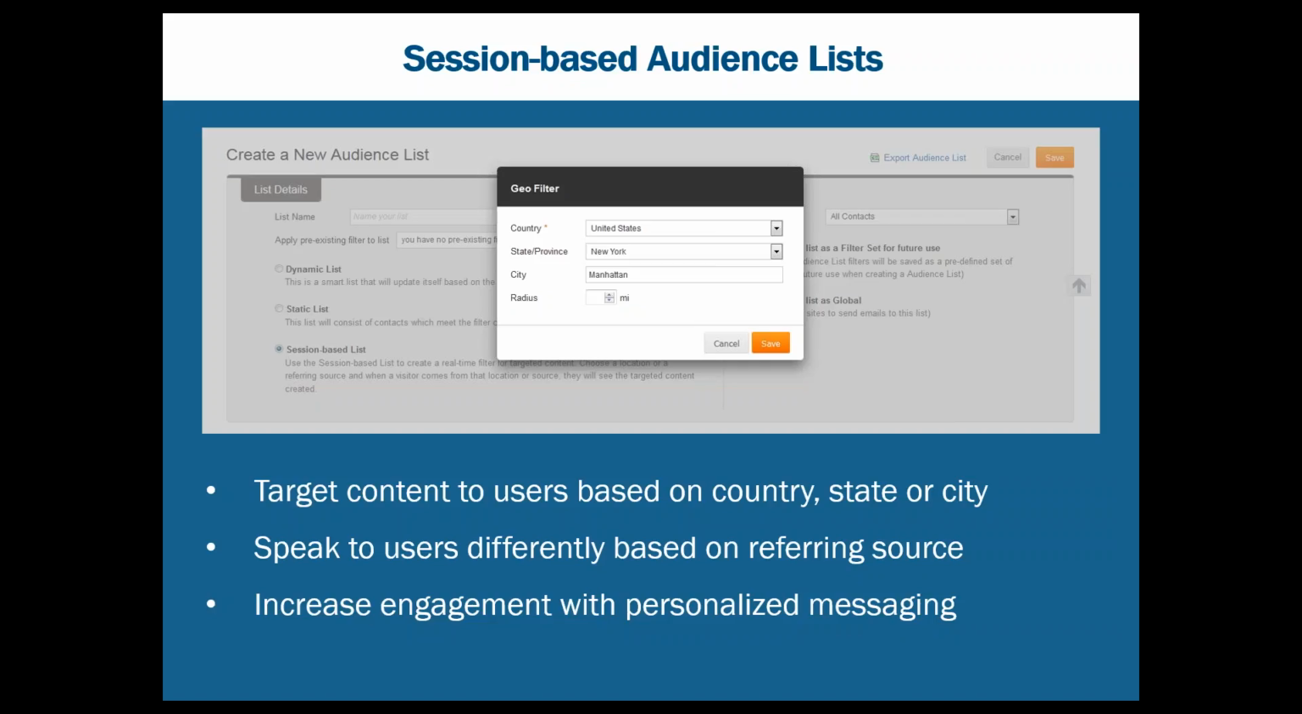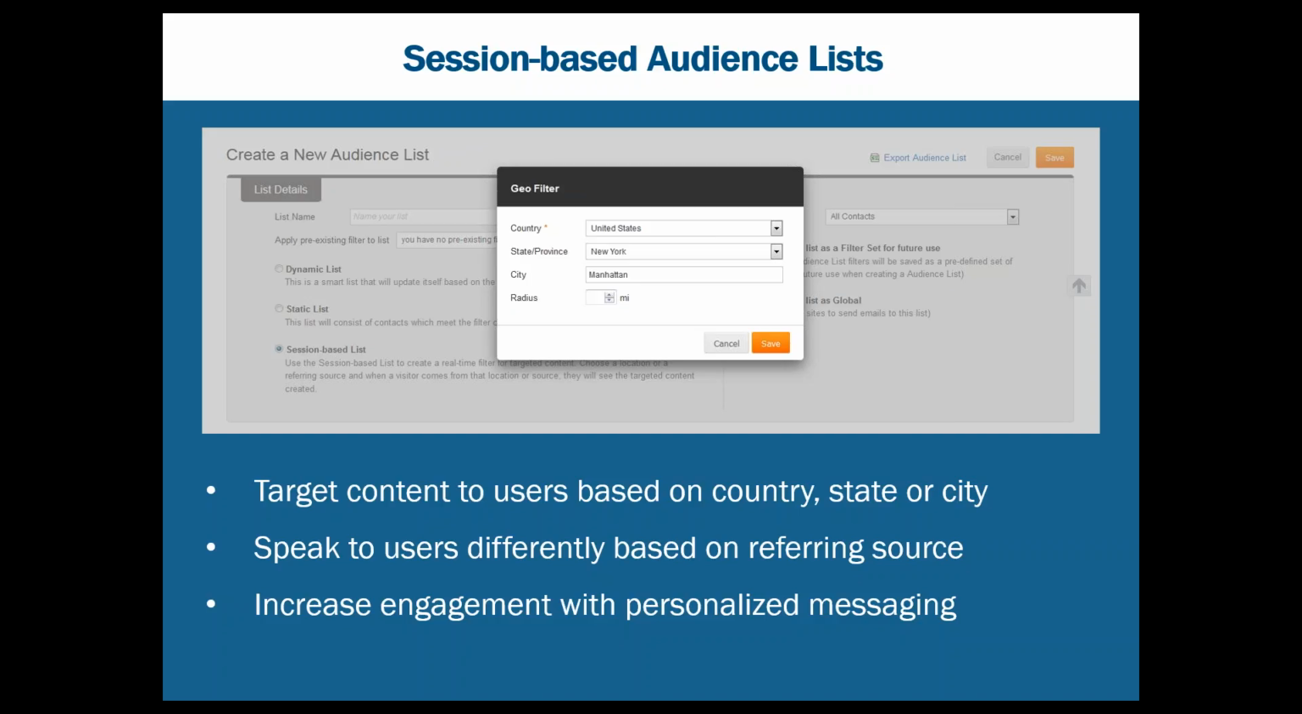So the 360-degree view, right, it's a great way to understand what a person's done. Now we get into how we can very specifically target content to users on our website, web store, and landing pages based upon a session-based audience list. So with iAPPS, we can now target content to users based on their geolocation as well as their referring URL.